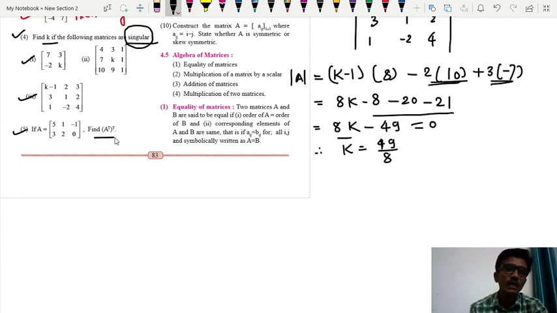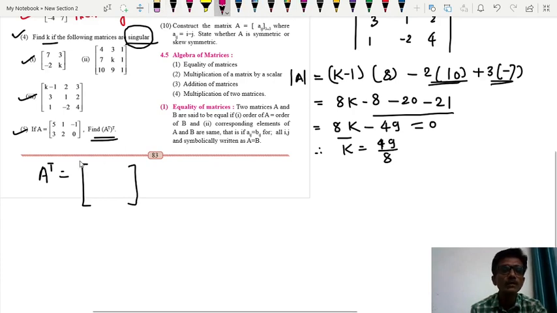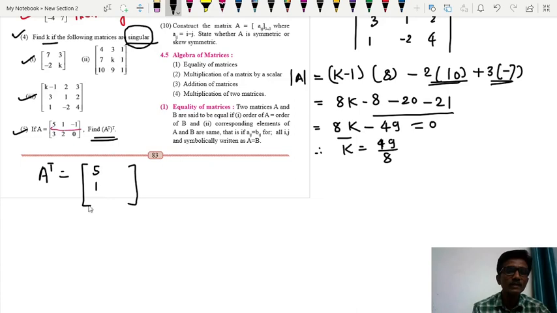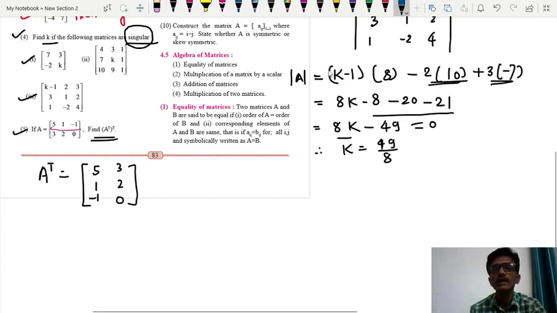Here transpose of transpose matrix will be the same matrix, because if you find the transpose of a matrix, you have to interchange all rows and columns. So first row will become first column. See, this first row will become first column. That means it will be 5, 1, minus 1. Second row will become second column. So 3, 2, 0.